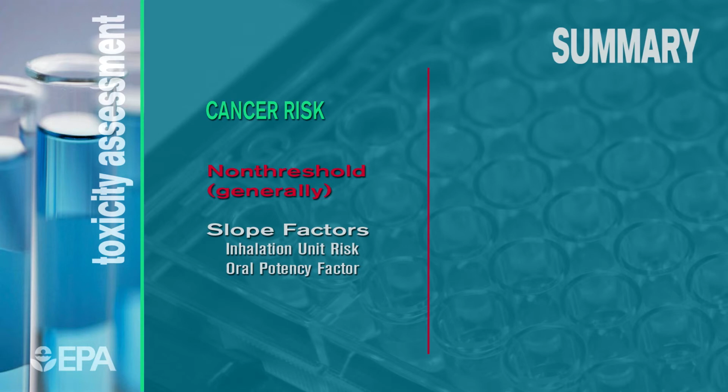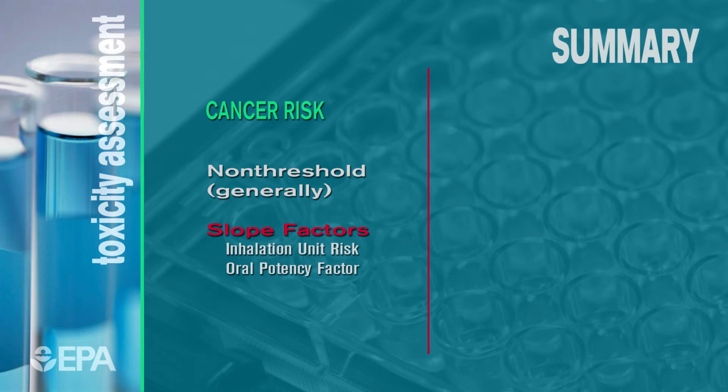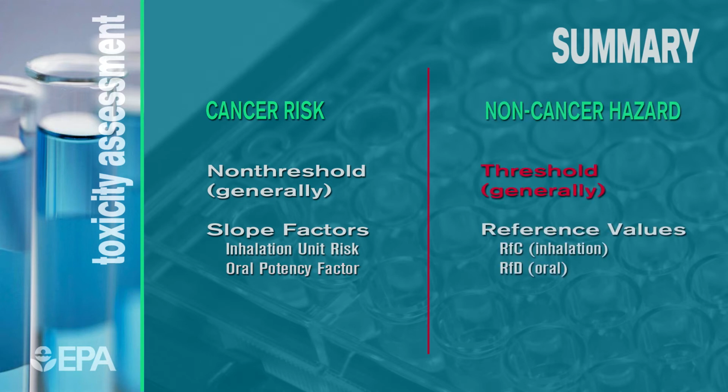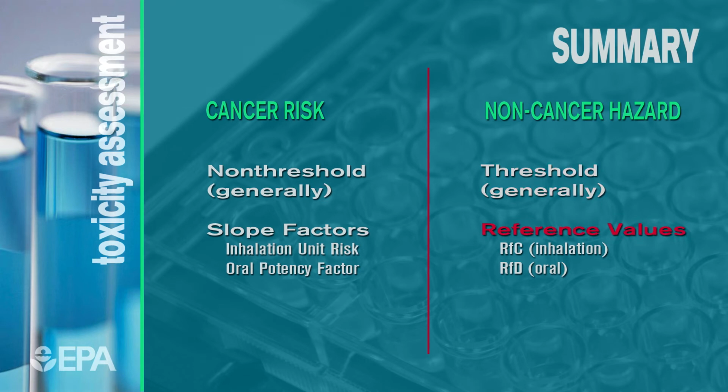Carcinogens are considered non-threshold toxics. That is, there is no exposure level without cancer risk. Potency of carcinogens is determined by the slope factor. For inhaled carcinogens, we develop the inhalation unit risk, and for ingested carcinogens, we develop the oral potency factor. Non-carcinogens are generally considered threshold toxics. That is, there is an exposure level at which there is no adverse effect. Safe levels or reference values are developed for inhaled toxics, and these are called reference concentration. For oral toxics, they are referred to as reference dose.